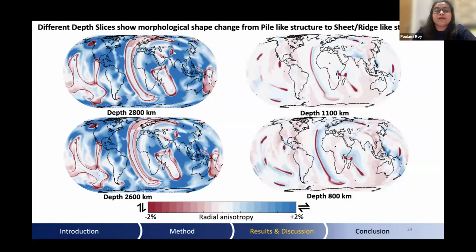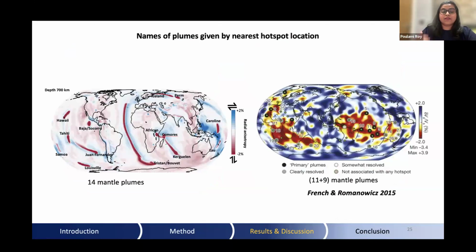Now here I'm showing different depth slices starting from 2,800 kilometers to shallower levels. What we see here is that at the very base, near the D double prime, these upwelling regions are more pile-like. Then if we come towards shallow levels, around 1100 to 800 kilometers, this shape changes from pile-like to sheet or reed-like, and that has been detected by negative radial anisotropy. At shallower levels around 700 kilometers, this structure becomes plume-like, and the best fit model produces 14 mantle plumes.